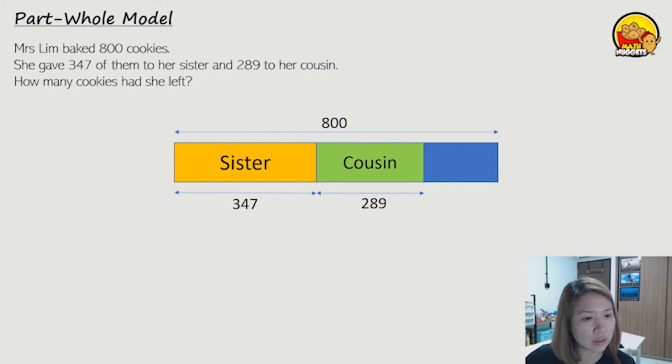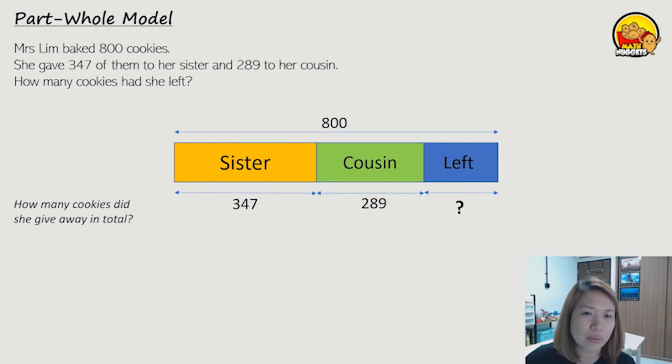So okay, she started with 800, which is the whole bar. She gave some to her sister. She gave some to her cousin. So the rest of it, the blue color there, would be the leftover. So that's what she had left. And that's what we're supposed to find. The question is asking us how many cookies had she left. So what should we do?